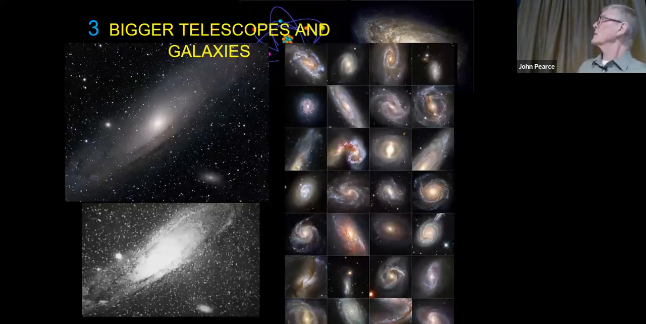And these are some modern pictures of galaxies. You can see on the left here, upper left, is a photograph of the Great Nebula in Andromeda. Below that is one of the first photographs that was taken of it. And then on the right, we have a whole cluster of modern images of galaxies. And you can see that they're very varied in shape and size and so forth.